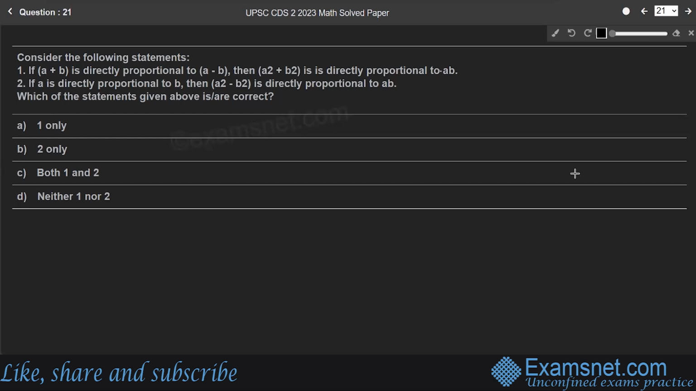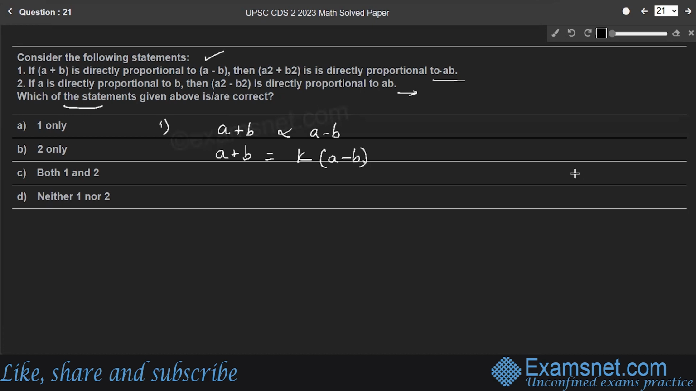Question 21. Consider the following statements. If a plus b is directly proportional to a minus b, then a square plus b square is proportional to ab. And the second statement is like this. So the question is, which of the statements given above is or are correct? Right? So let us consider the first statement. A plus b is proportional to a minus b. So that means a plus b is equal to some constant into a minus b.